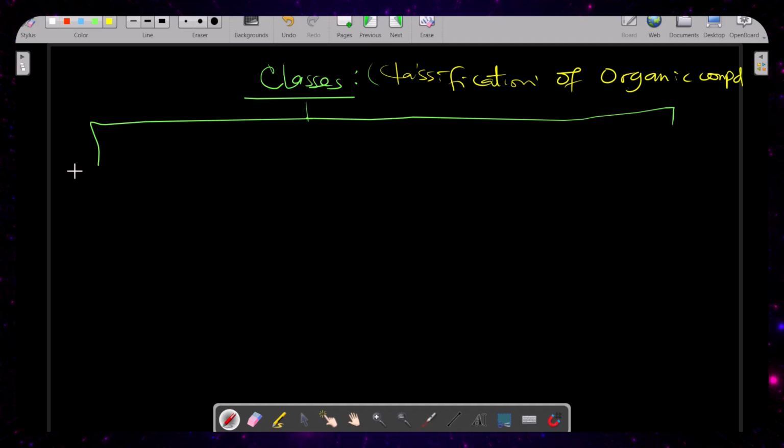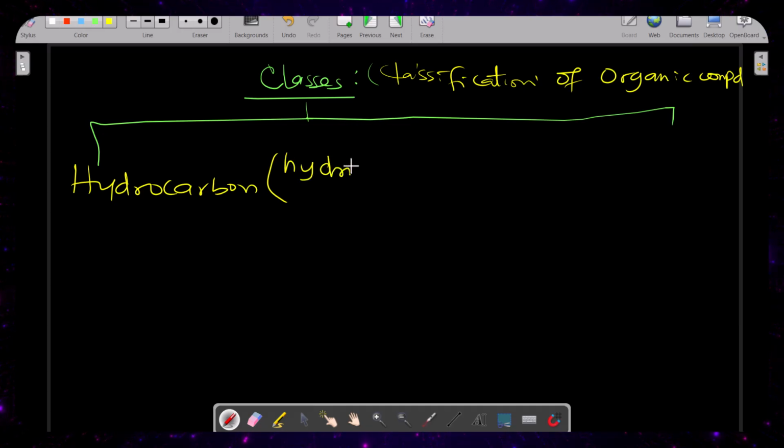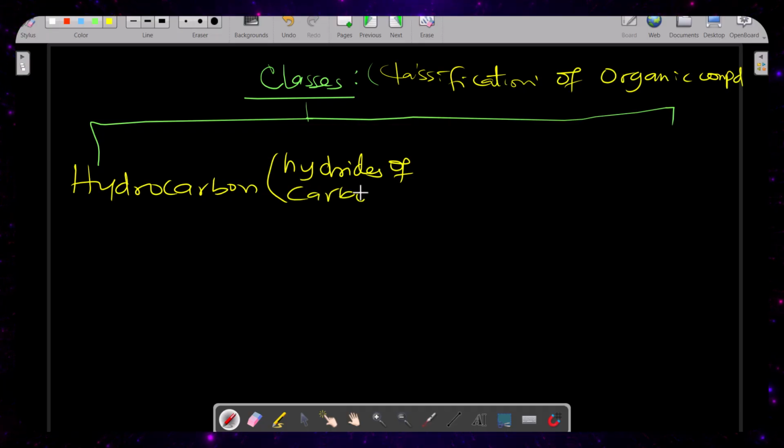First, we have what we call the hydrocarbon. You might be familiar with this word. Hydrocarbon is also called hydrides of carbon. Hydrides of what? Of carbon. When they say hydrides of carbon, it means that for this category, we only have two things: carbon and what? Hydrogen.